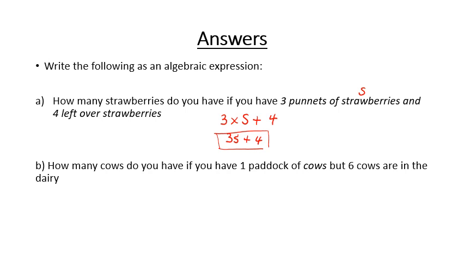So normally I'd have 1 paddock of cows, so let's use a different colour, 1C. Alright, so C represents my cows, that's how many cows I have, but I've actually got 6 taken to the dairy, so they're not in the paddock anymore. So now in the paddock I have C minus 6 cows. And that'll work for any amount of cows that I have normally. If I take 6 away from them, then I have C minus 6.